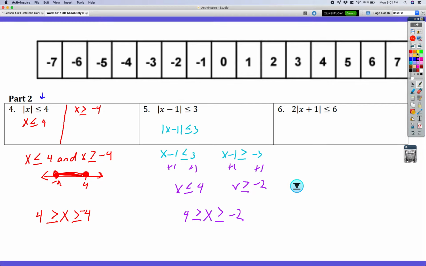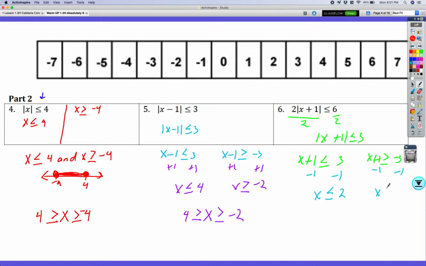All right, last one that we've, as a review, same idea. You're going to divide both sides by 2 to get the absolute value of x plus 1 is less than or equal to 3. So then you're able to create your two inequalities: x plus 1 is less than or equal to 3, and x plus 1 is greater than or equal to negative 3. So when I solve this, I'm just going to minus 1 to get x is less than or equal to 2. Minus 1 to get x is greater than or equal to negative 4. So then I'll have x is greater than or equal to negative 4 and less than or equal to 2. Okay.